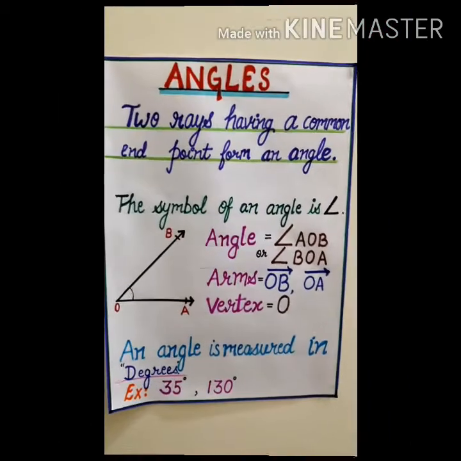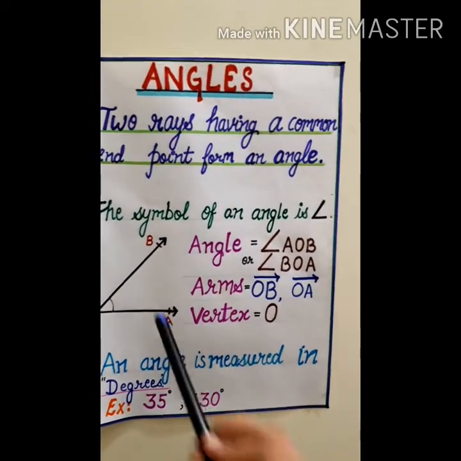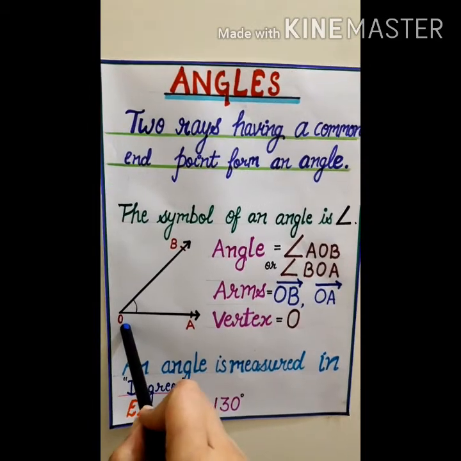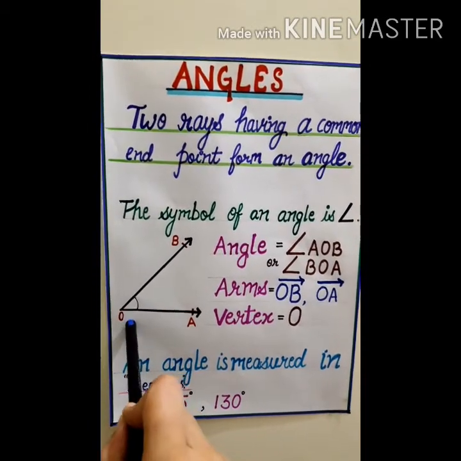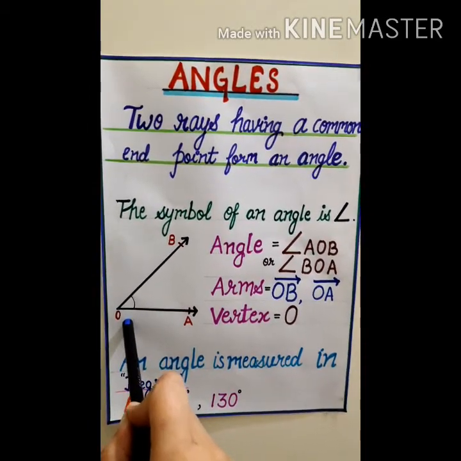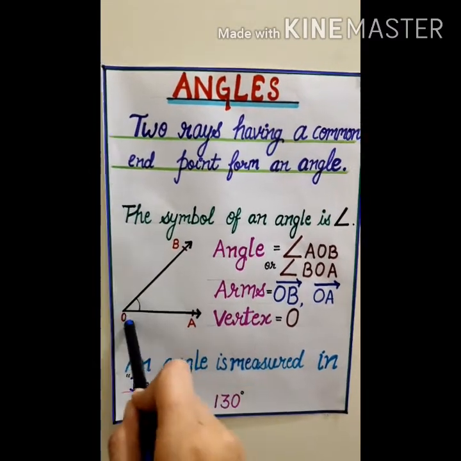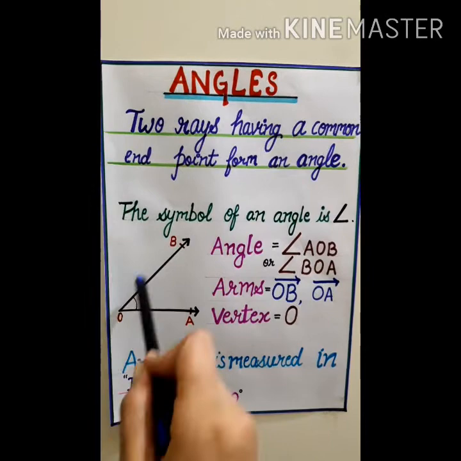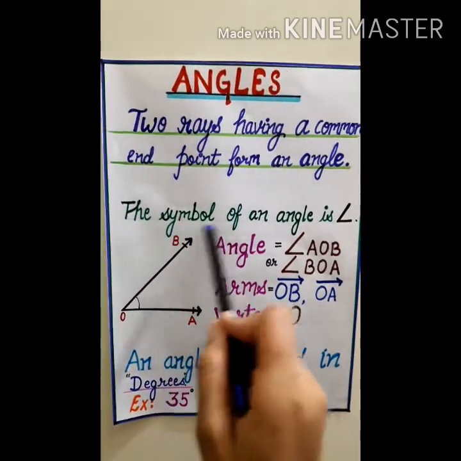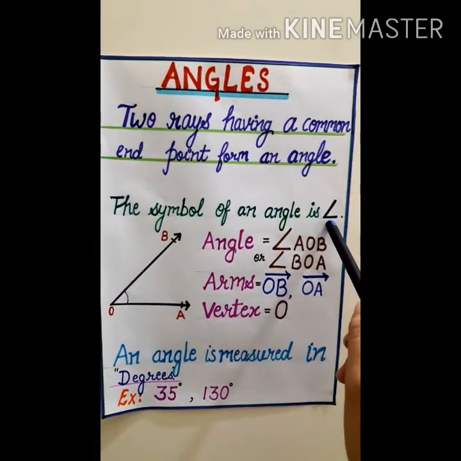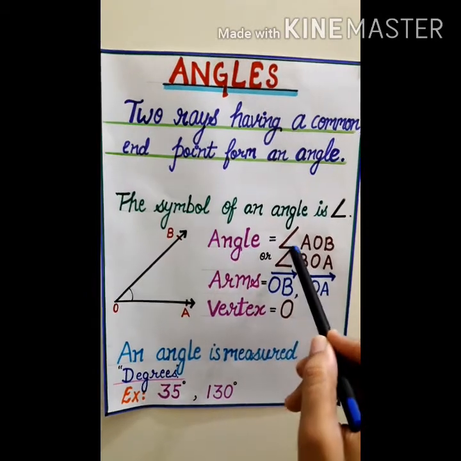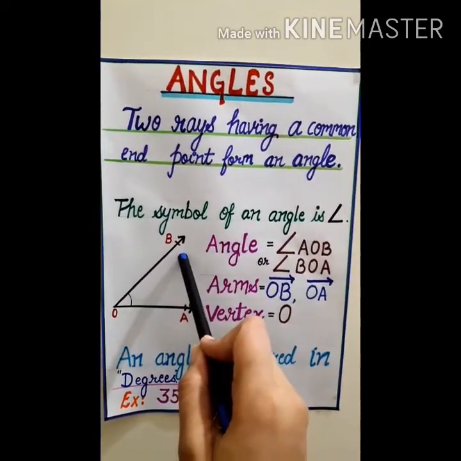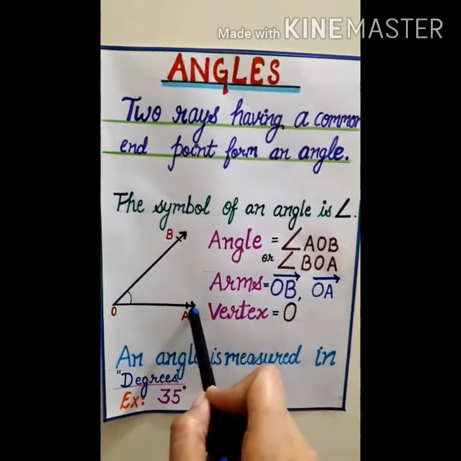Let's talk about angle and its parts. An angle is made by two rays when they meet at a common point. Here the common point is O and the two rays are OA and OB. The common point always comes between the two rays. The symbol of an angle is this. The name of the angle is angle AOB. Also you can write angle BOA.